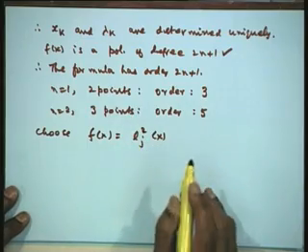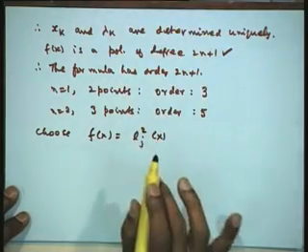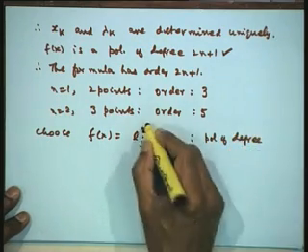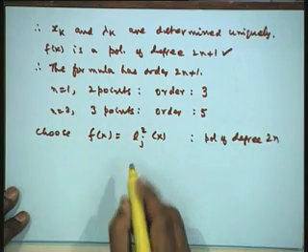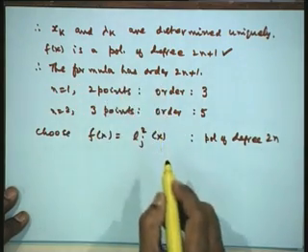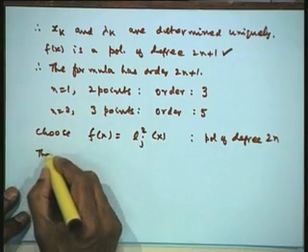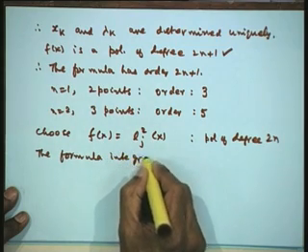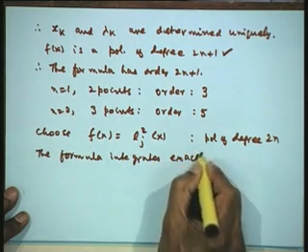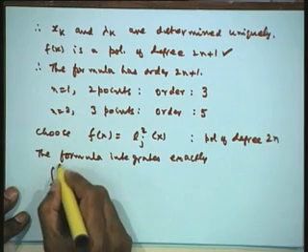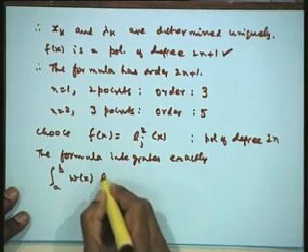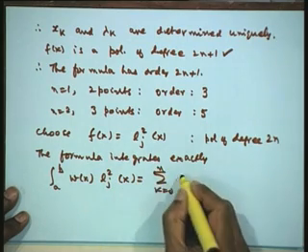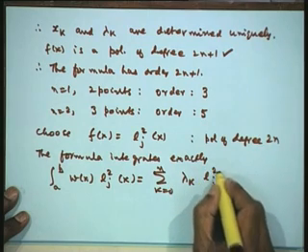l_j(x) is a Lagrange fundamental polynomial which is of degree n, hence f(x) is a polynomial of degree 2n. Therefore, this formula should integrate this exactly. The formula integrates exactly. That means the integral a to b of w(x) l_j squared (x) dx is the summation k equal to 0 to n of lambda_k l_j squared (x_k).